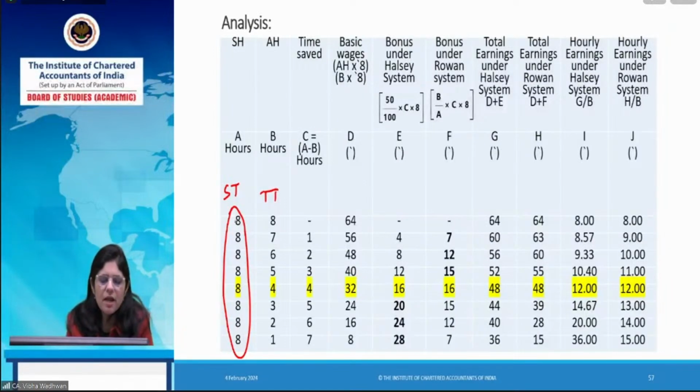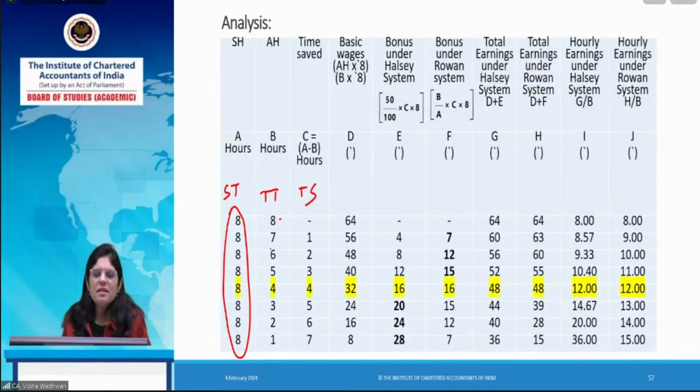So the time allowed is 8 hours. The time taken is 8 hours. Time taken is 7 hours, 6 hours, 5 hours, 4 hours, 3, 2 and 1. So we have kept different times taken, and this is the time saved. In the first case, time allowed is 8 hours, time taken is 8 hours, so no time saved. Second case, time taken is 7 hours, so one hour saved. In the third case, time taken is 6 hours, so 2 hours saved. So this is standard time, then time taken, and then the time saved. So the 3 columns are clear to you.